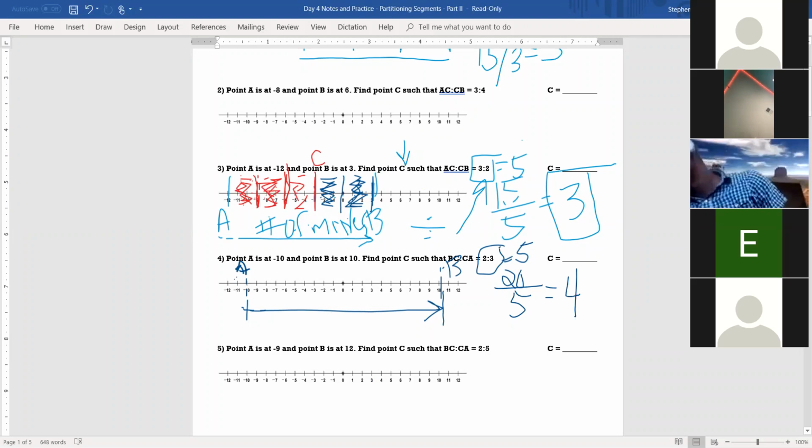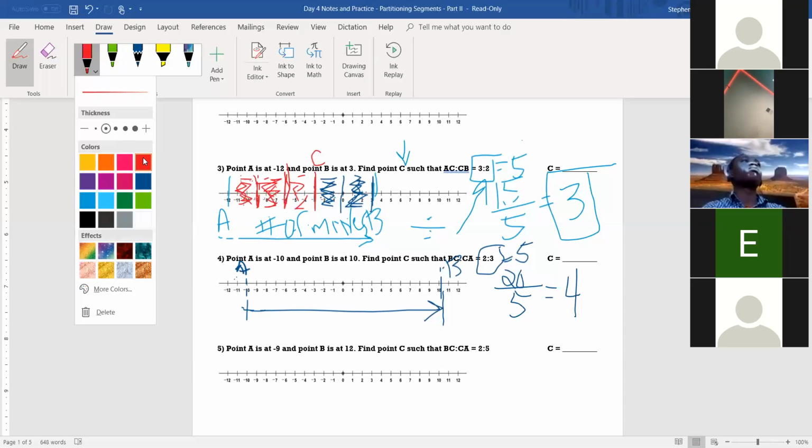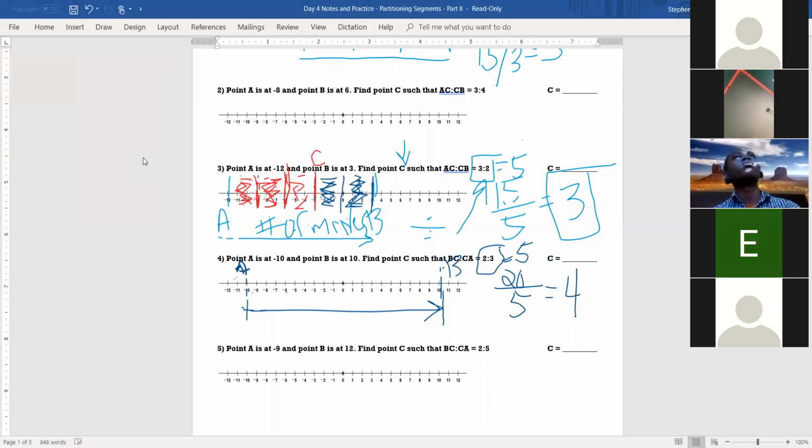So let's do it in a different color. Let's try red this time. If I go from -10 here, that'd be 1, 2, 3, 4. So here's partition 1. Then 1, 2, 3, 4. There's partition 2. So right there, point C is equal to -2, because that will give us a 2. Here's one partition, 2 partitions. So that solves the 2 part.